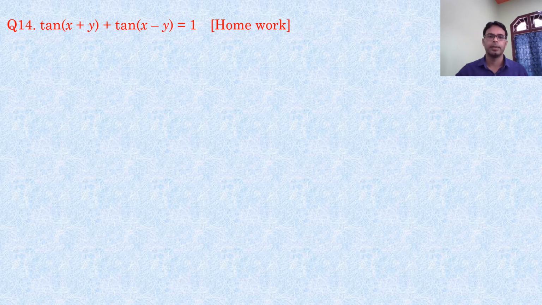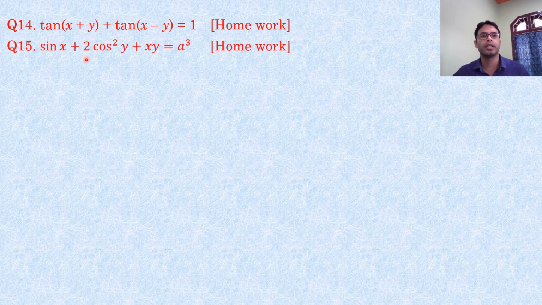Okay, this is another homework for you. Sin x plus 2 cos square y plus xy is equal to a cube. Very simple. Sin x derivative, cos square derivative, 2 will come out, that means 4 cos y, and the cos function derivative is minus sin y, and then y function derivative is dy/dx.